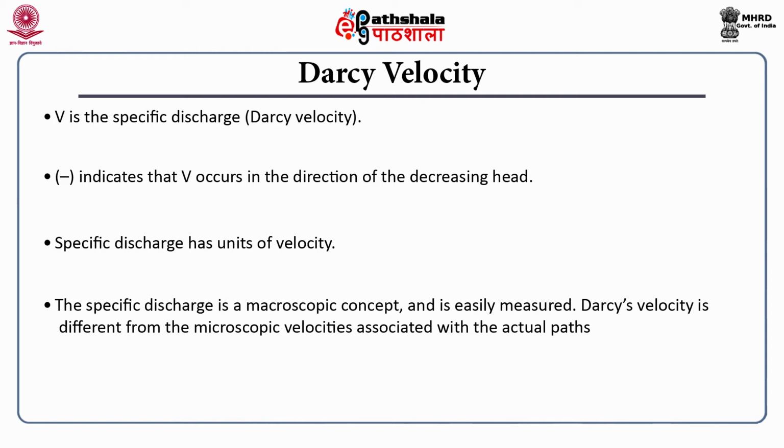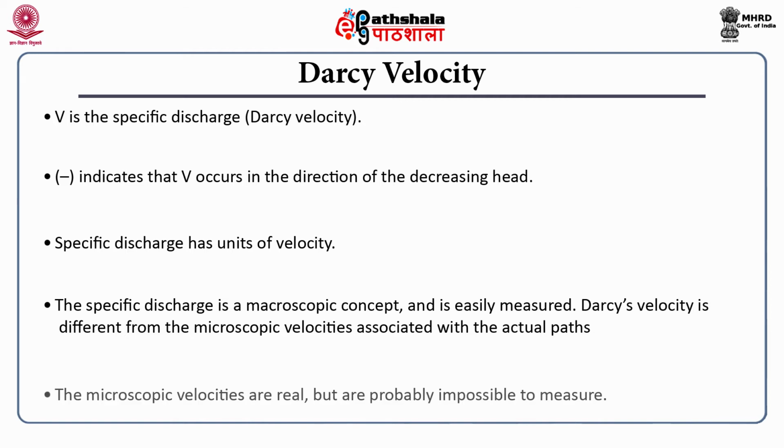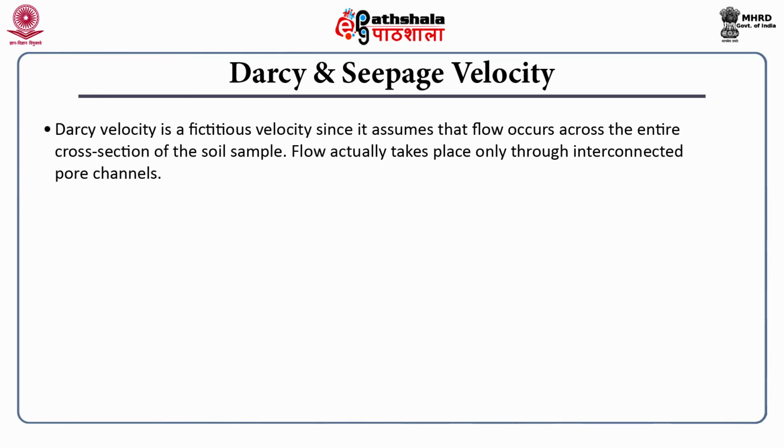Darcy's velocity is different from the microscopic velocity associated with the actual path. The microscopic velocities are real, but are probably impossible or infeasible to measure. Darcy's velocity is a fictitious velocity, since it assumes that the flow is going to happen across the entire cross section area of the soil sample. The flow actually takes place only through interconnected pores.